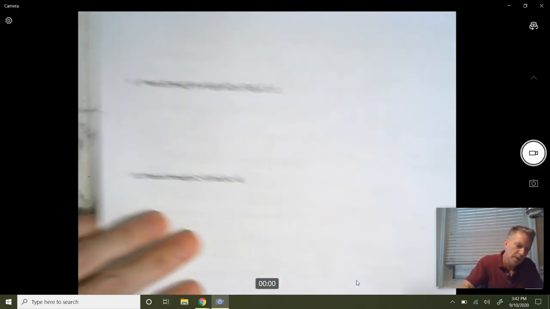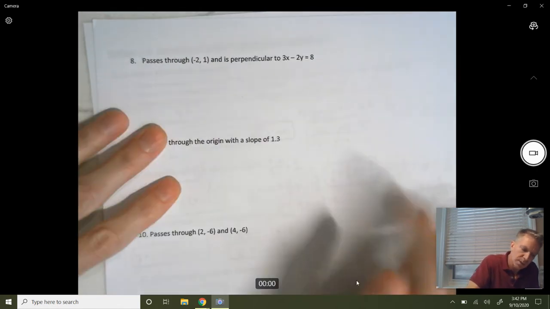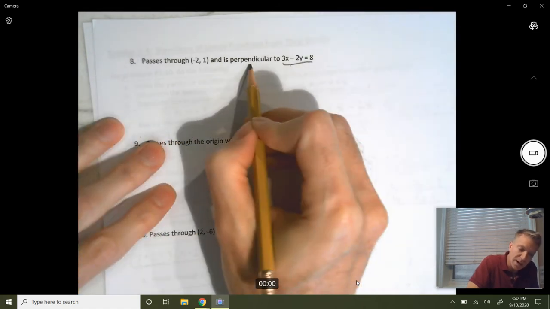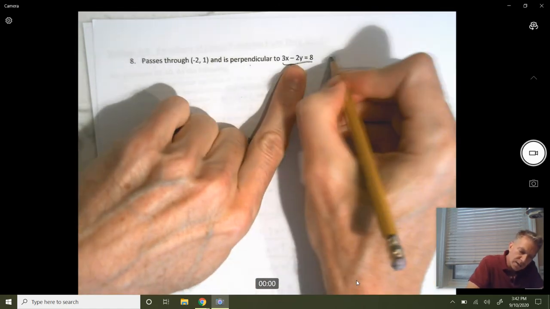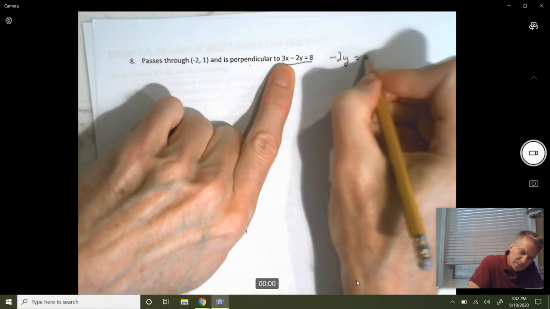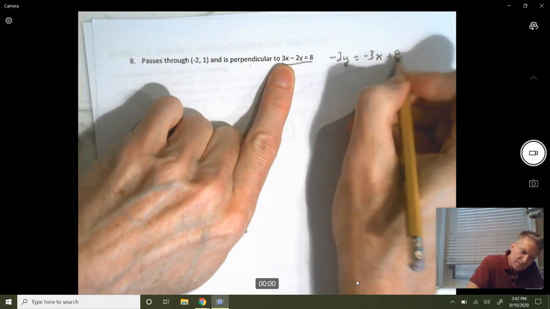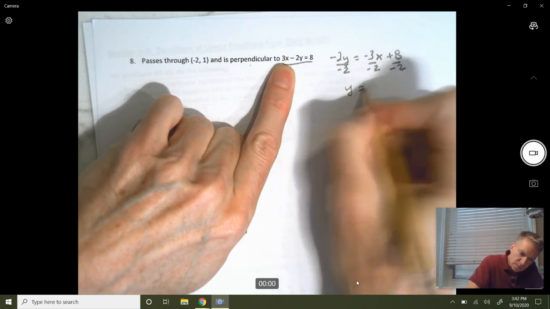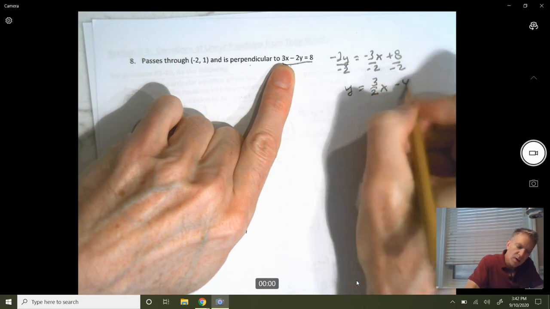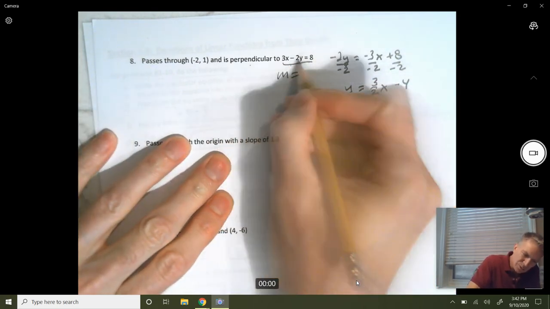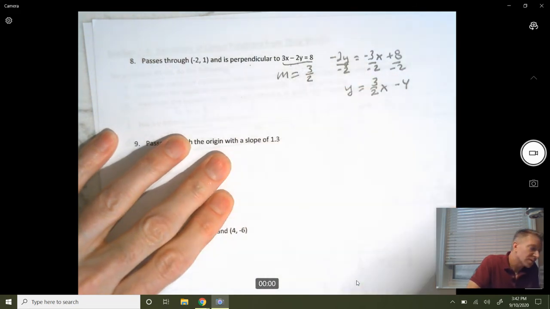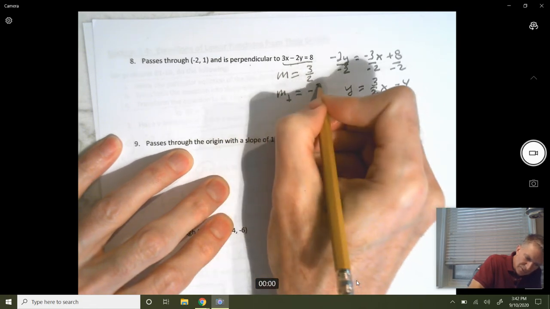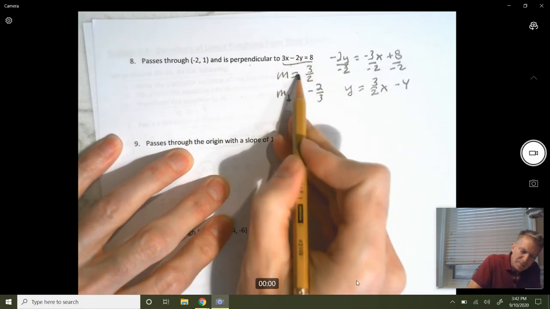Just 3 more. Passes through this point and is perpendicular to this line. Okay, we have to find the slope of this line, and then the line perpendicular will be the opposite reciprocal. So we've got negative 2y equals negative 3x plus 8. Divide by negative 2. Y equals 3/2 x minus 4. So the slope of this line equals 3/2. But we want the line perpendicular, so the slope of the line perpendicular is equal to negative 2/3. You have to take the opposite and flip it.